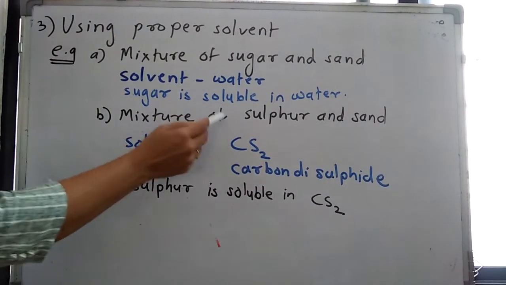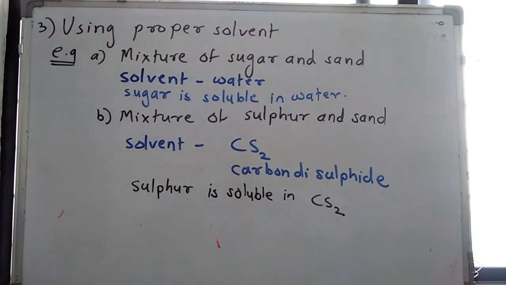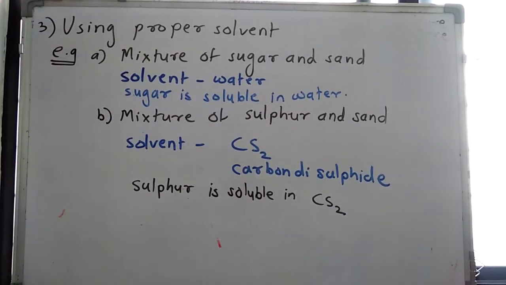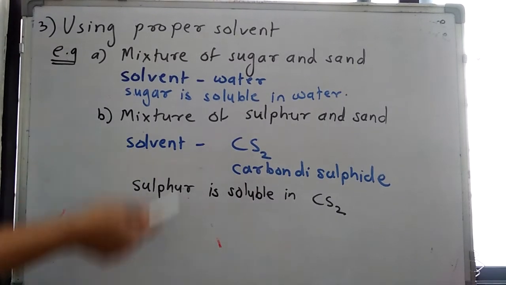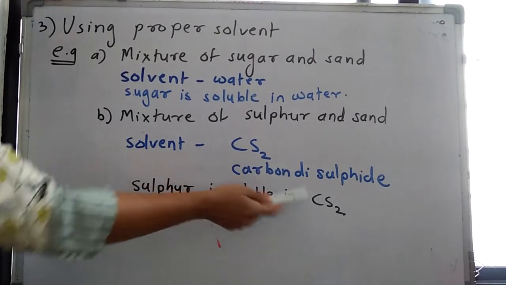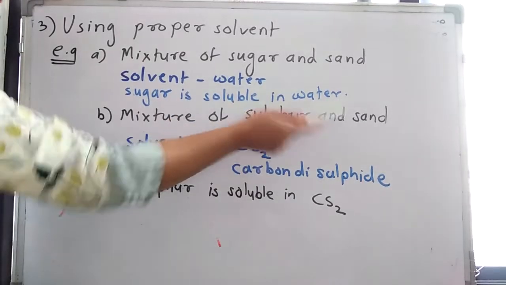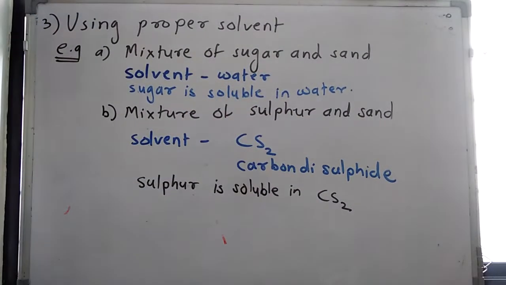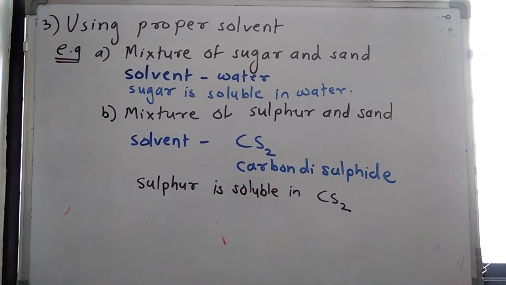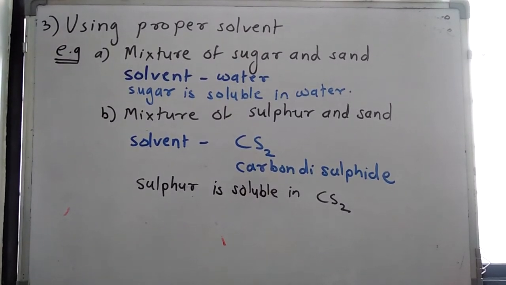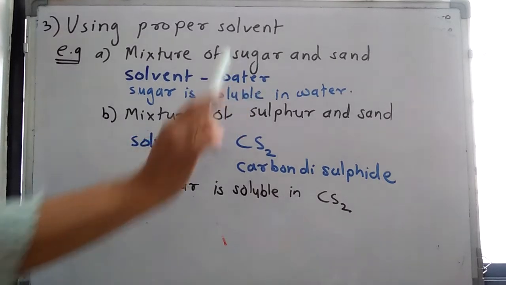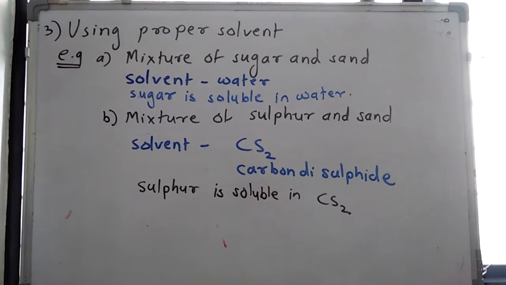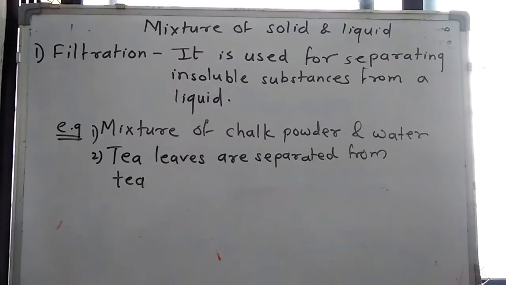Now if you are given a mixture of sulfur and sand, the solvent that we are going to use is CS2. CS2 means carbon disulfide. Similar things will happen when we add carbon disulfide to the mixture of sulfur and sand. Only sulfur will dissolve, sand will not dissolve. So we can filter it, and then after evaporation we can separate out the sulfur powder and sand. So this is the third method by which we can separate mixtures of two solids.